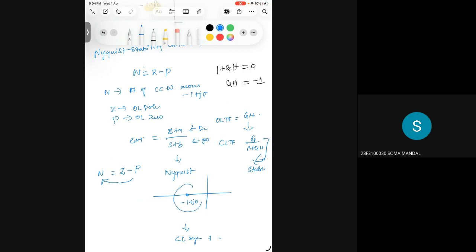So if I encircle this one time, then my Z minus P should also be equal to 1. Then my system is stable. If this is not matching, your closed loop system is unstable. That's what the criterion says. It's a very powerful criterion. For example, if I encircle my minus 1 two times, this is also counterclockwise, two times. But my open loop zeros minus open loop poles is equal to 1. This is 2, but this is 1. Then my closed loop system is unstable.